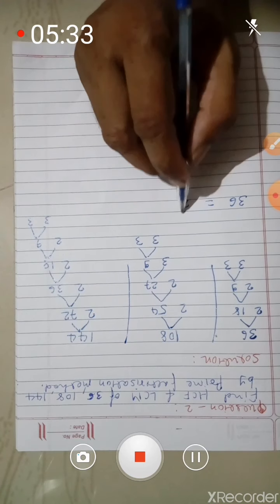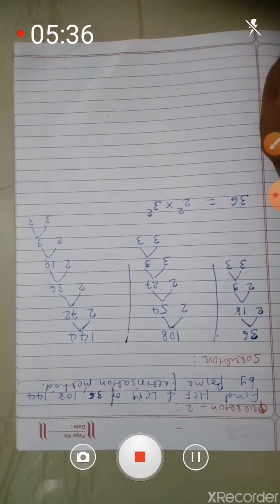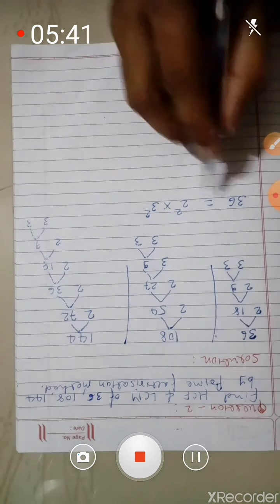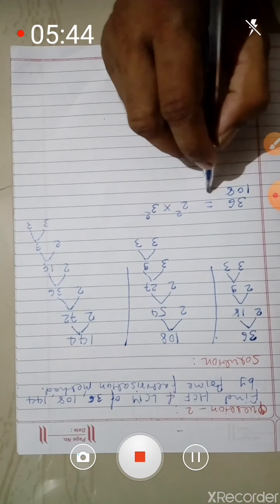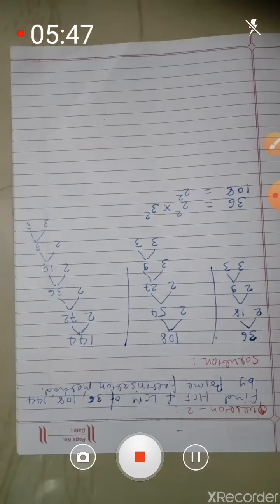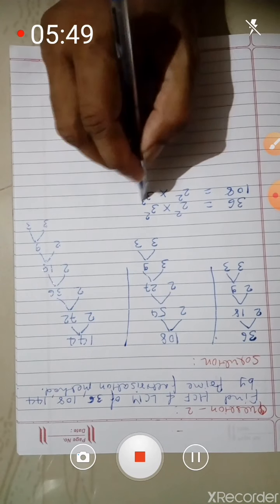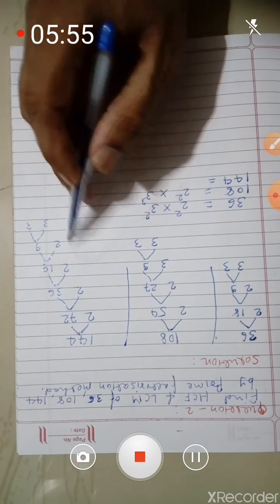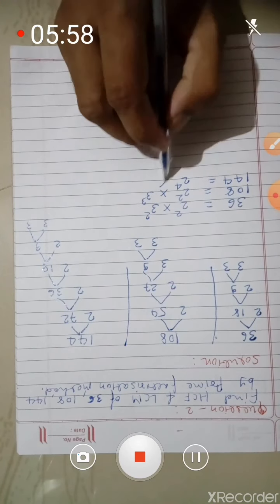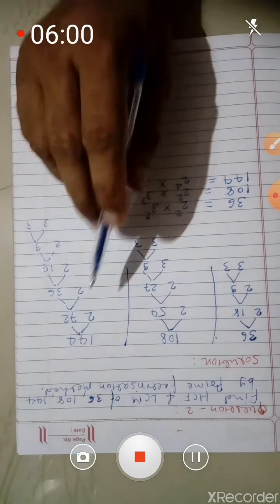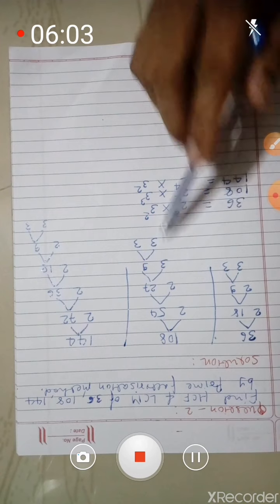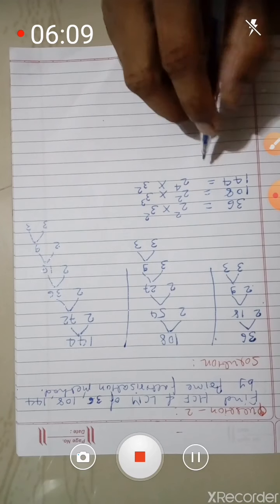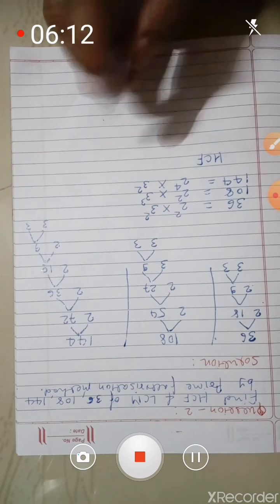36 is equal to 2 raised to 2 into 3 raised to 2. How to write? All left numbers and the last both. Okay. Now prime factorization of 108 is equal to 2 raised to 2 and 3 raised to 3. Now prime factorization of 144 is 2 raised to 4 and 3 raised to 2. Here 2 twice, 3 thrice, 2 twice, 3 also twice.